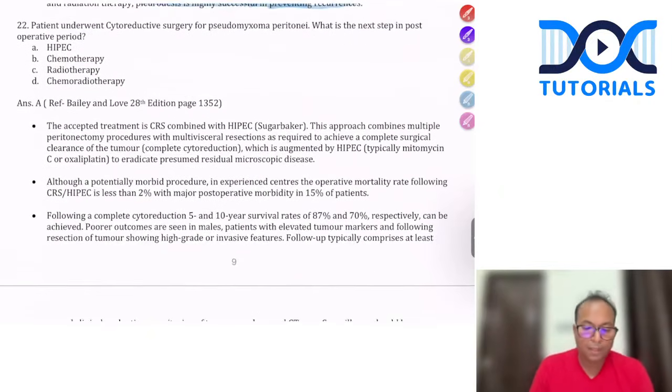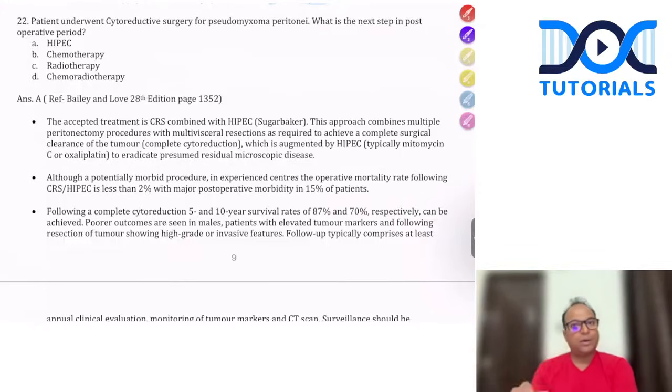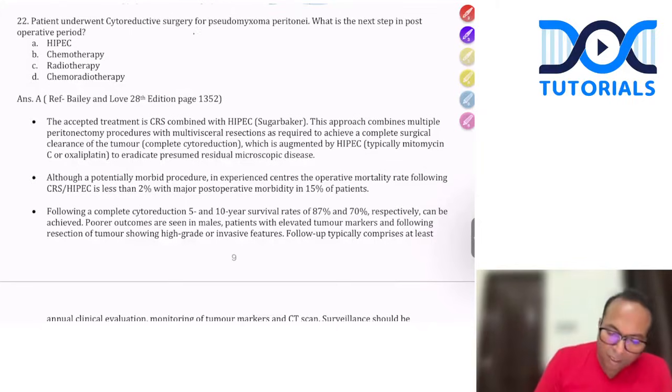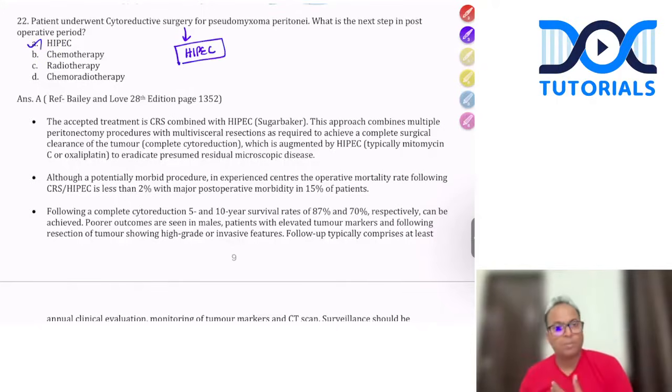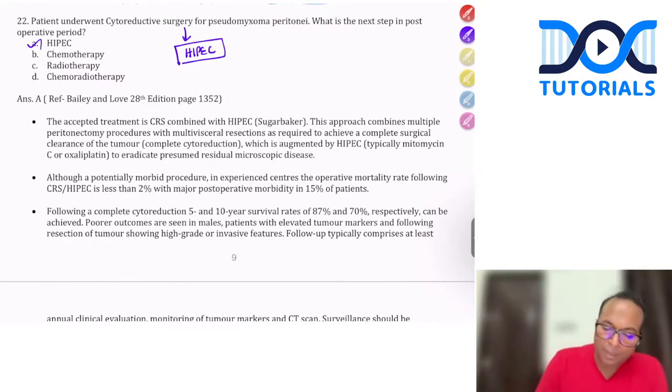Please remember this question. 22nd question, I don't know the exact line they asked, but a patient underwent cytoreductive surgery for pseudomyxoma peritonei. What is the next step? After cytoreductive surgery, immediately we do HIPEC, hyperthermic intraperitoneal chemotherapy. That is a common procedure, called the Sugarbaker type. We do surgery and HIPEC.